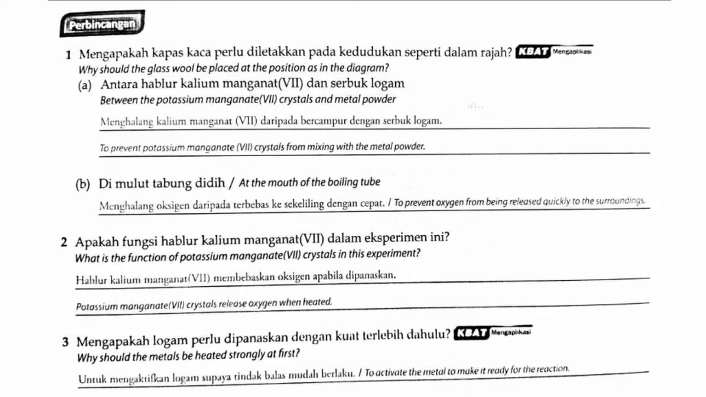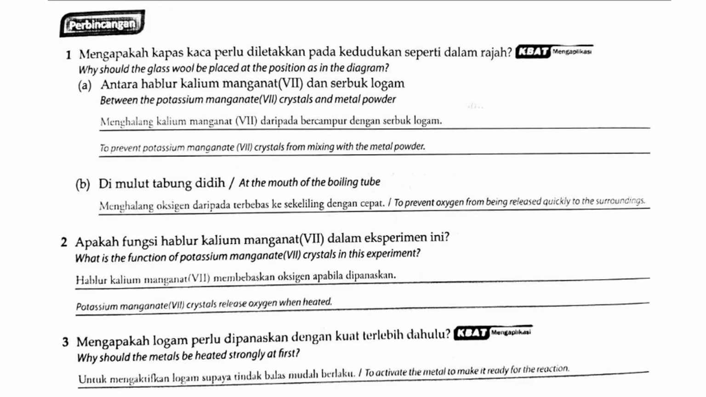Discussion: why should the glass wool be placed at the position as in the diagram? Between the potassium manganate(VII) crystals and metal powder, to prevent potassium manganate(VII) crystals from mixing with the metal powder. At the mouth of the boiling tube, to prevent oxygen from being released quickly to the surroundings.